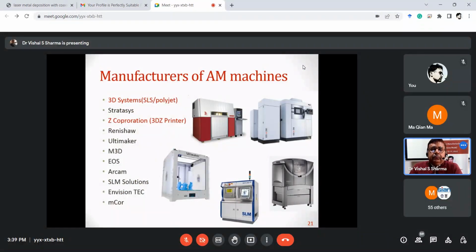Okay. Now, some of the important additive manufacturing manufacturers, I've placed here just in case you want to see who the manufacturers are. So this is a list. We have SLS 3D printers from 3D Systems, and we have printers from Z Corporation.